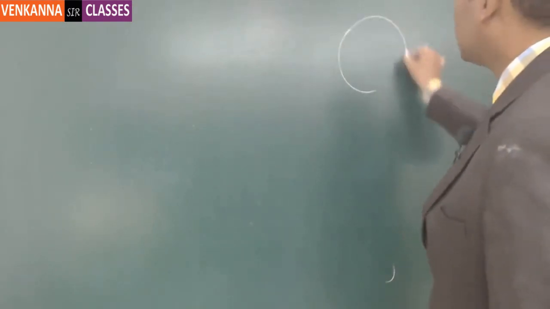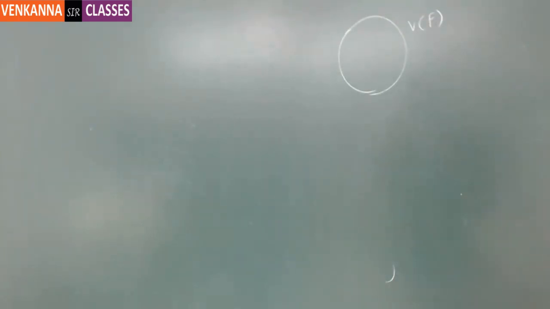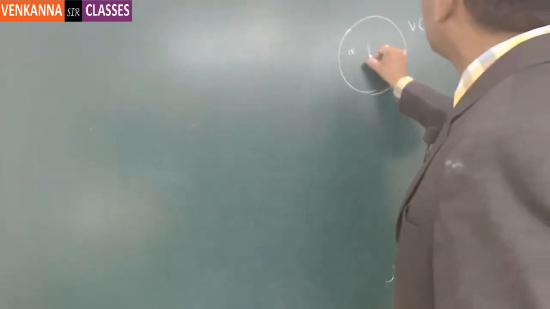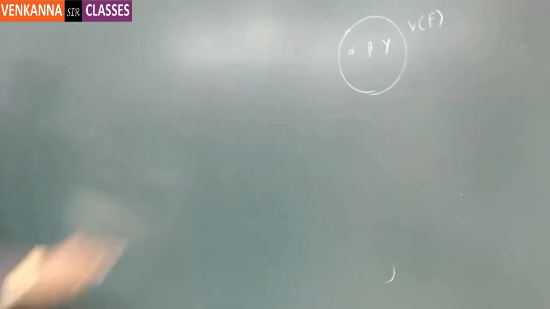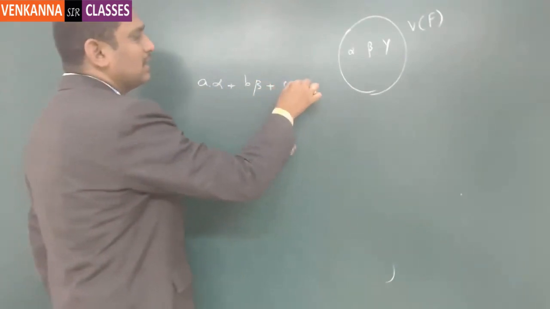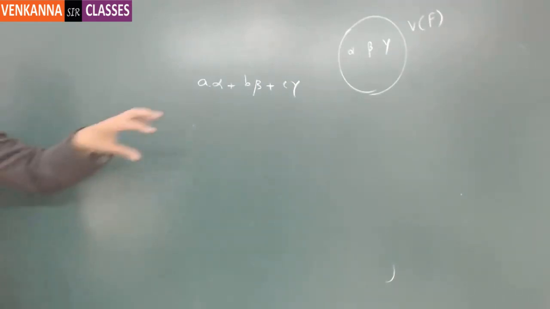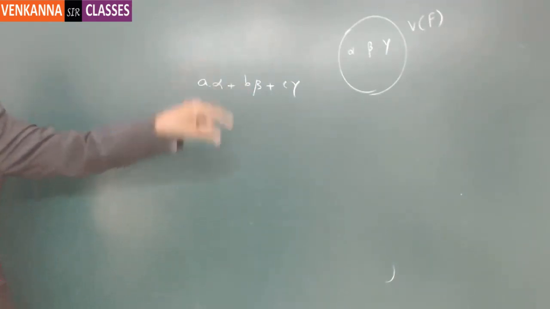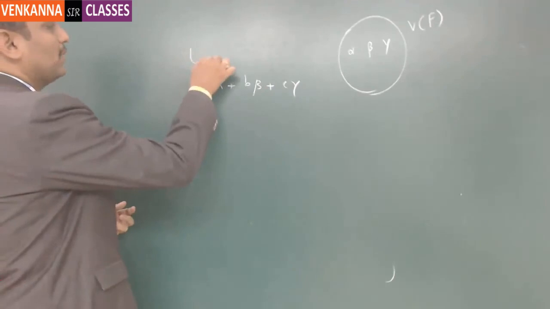You take a vector space V of f. Now in this, I took some vectors, say alpha, beta, gamma. Now I am doing the thing that number into vector, number into vector, number into vector, just like A alpha plus B beta. So if you simplify that, you will get a vector as a result. Accepted? So this type of notation we call it as linear combination.